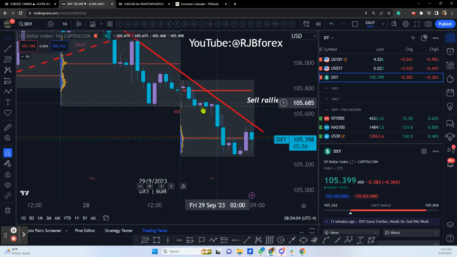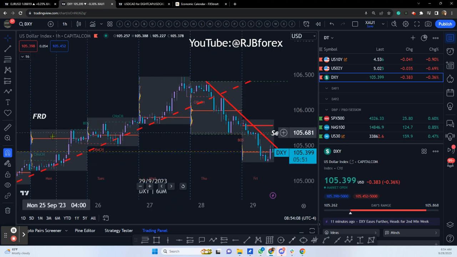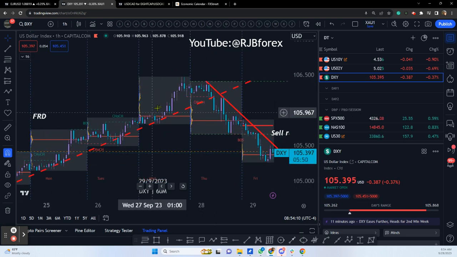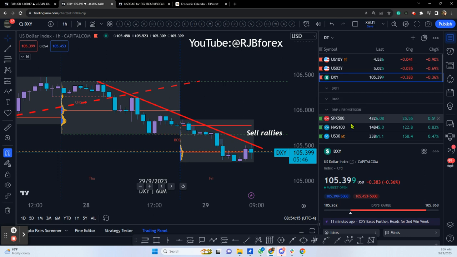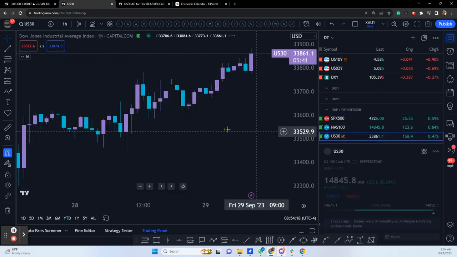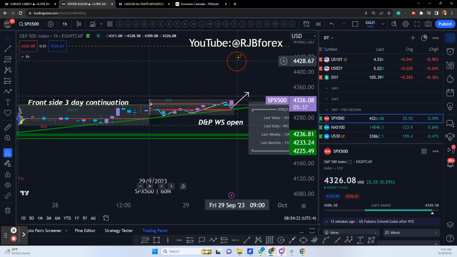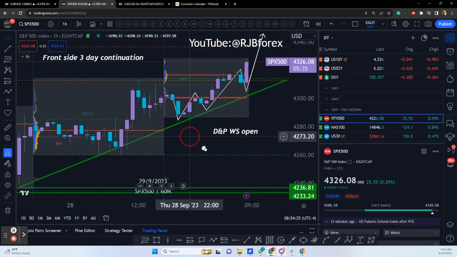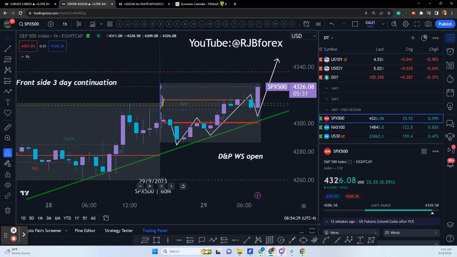I'm looking to sell rallies because of yesterday's break out of the bullish trend. So that gives us a bullish outlook for stocks which have already taken off, right? So stocks have already taken off. I was looking at this S&P, but at the moment, my rule is not to trade before the Wall Street open. So I'm looking for a dump and pump.